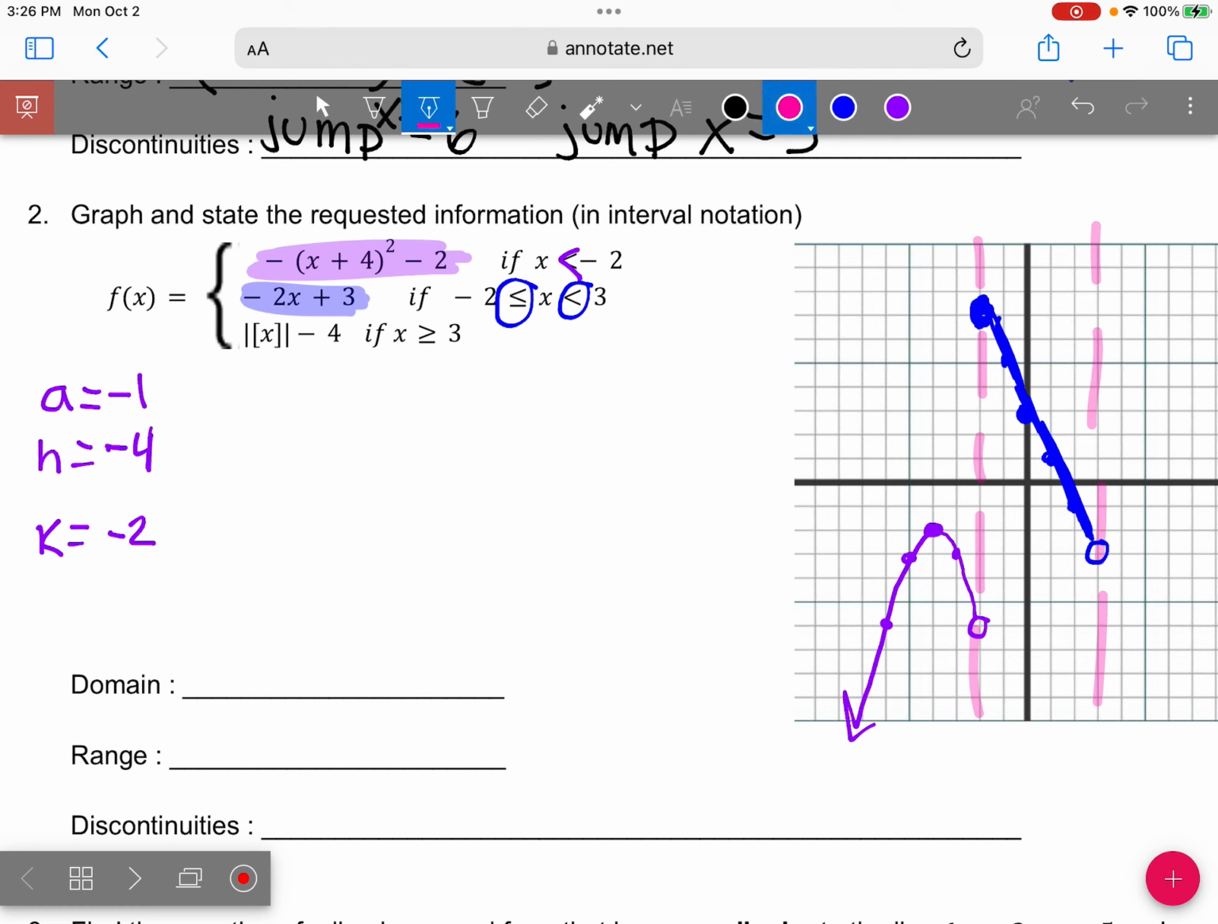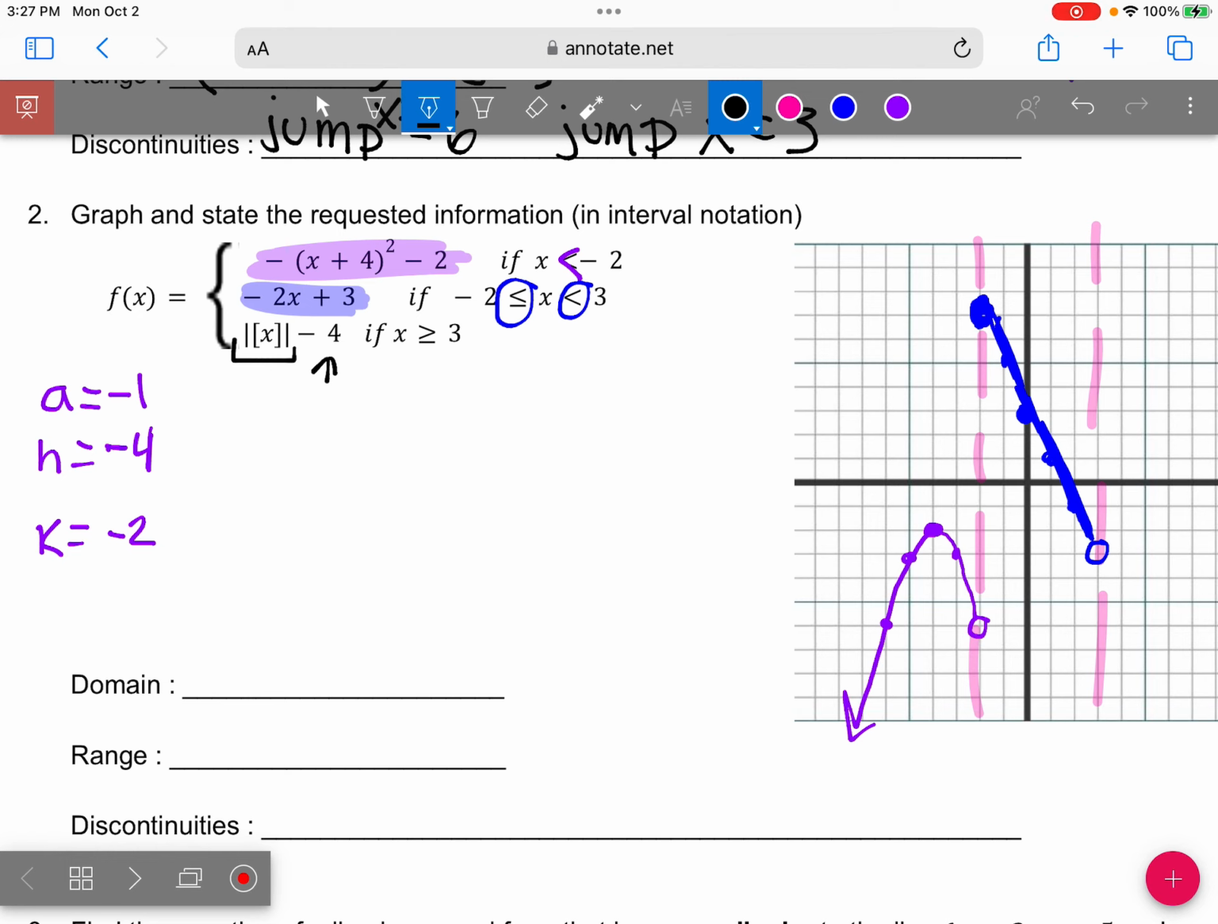For our greatest integer function, that's when we think about our rounding down. So if it was between 0 and 1, we'd round down to 0. If it was between 1 and 2, we would round down to 1. So it's going to give us a step function. But then we're going to go ahead and take that step function and subtract 4 to move it down.